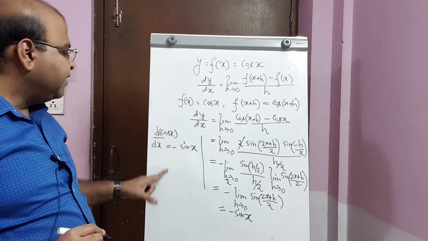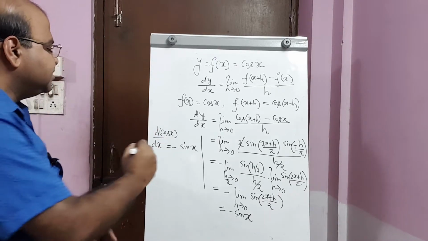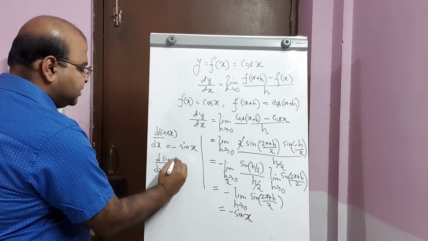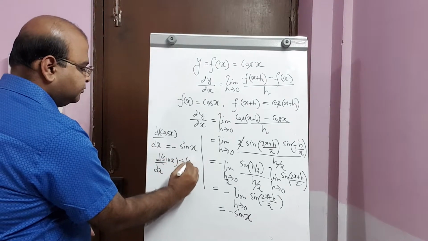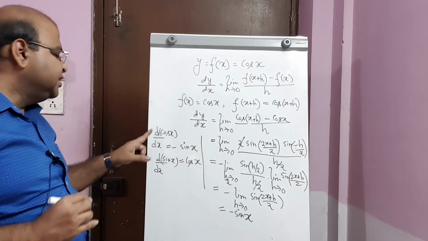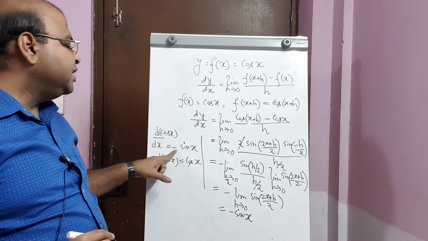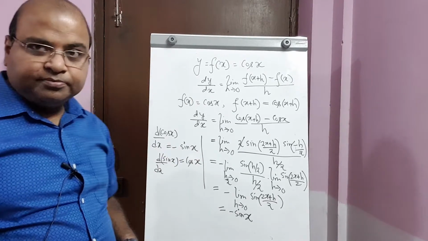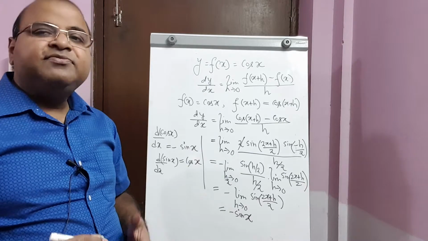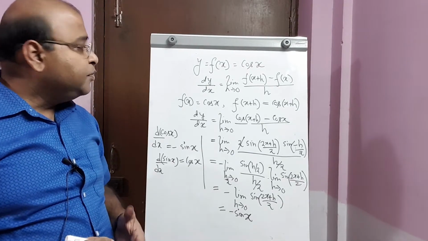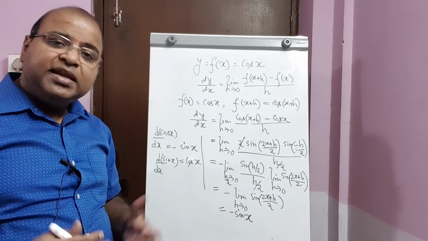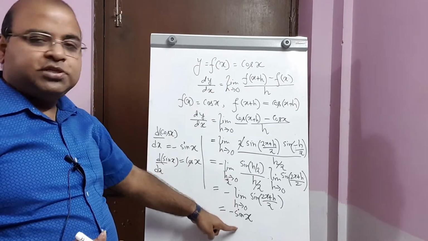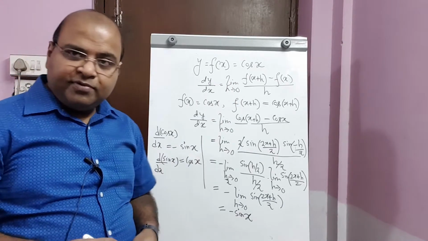So here we derived the two important standard forms. One is d/dx of sin x is given by cos x, and the second is d/dx of cos x is given by minus of sin x. Similarly, we can evaluate the derivative of any function, the other trigonometric ratios, as well as polynomial, exponential and logarithmic functions, any function. We can obtain the derivative by this procedure. That is the first principle of derivative.